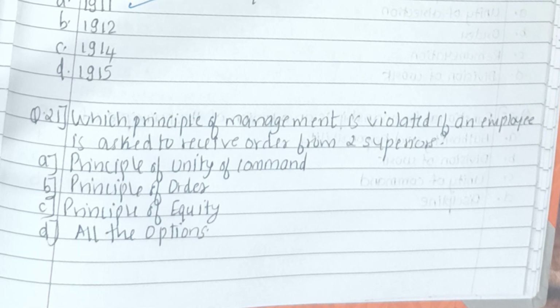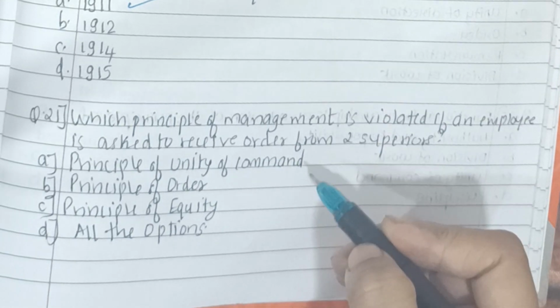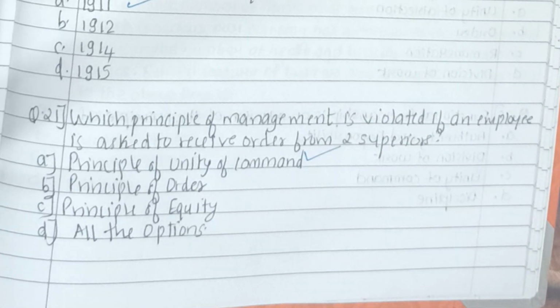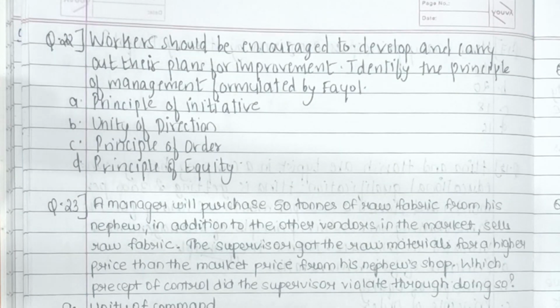Therefore, this principle says that the command should be given to an individual employee only from one superior. No two superiors should be giving command to one particular employee. So here the right answer is principle of unity of command. Okay. Next is question 22.